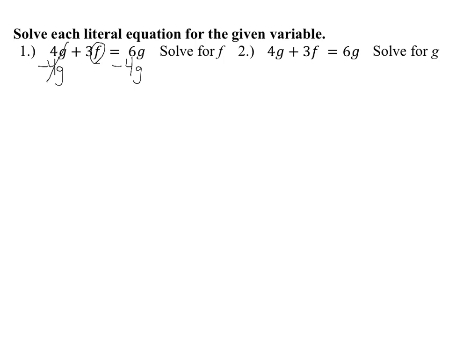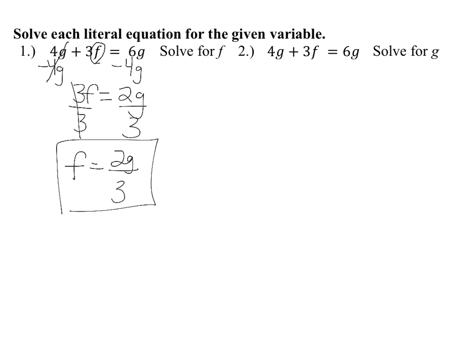So then I'm left with 3f is equal to, well, 6g minus 4g is actually 2g. Because they're like terms, we want to combine them. Then to get f alone, f is being multiplied by 3, so to cancel out multiplication of 3, we divide by 3. And so my answer here is going to be that f is equal to 2g over 3. And we're done.